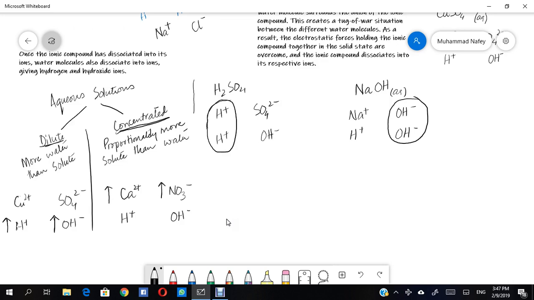Having said that, let's now move on to the electrolysis of ionic compounds when they are in aqueous state. So now we'll try to remember this, that when we are electrolyzing an aqueous solution of an ionic compound, we have to keep in account two factors. We'll write this down.